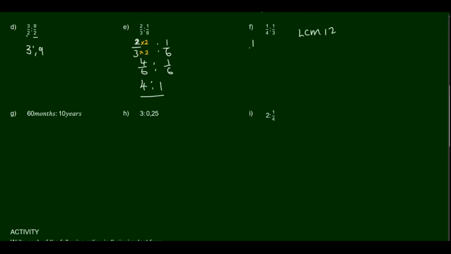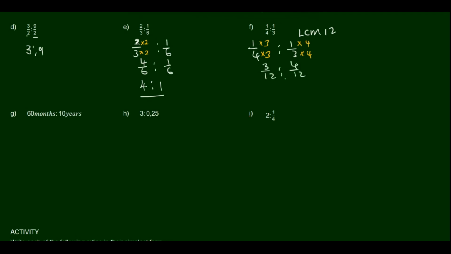And then we just say 1 over 4 is to 1 over 3. Then what we do to 4 to make it 12, we multiply by 3, so we also multiply the numerator by 3. And what we do to 3 to make it 12, we multiply by 4, so we also multiply the numerator by 4. And then we get 3 over 12 is to 4 over 12.